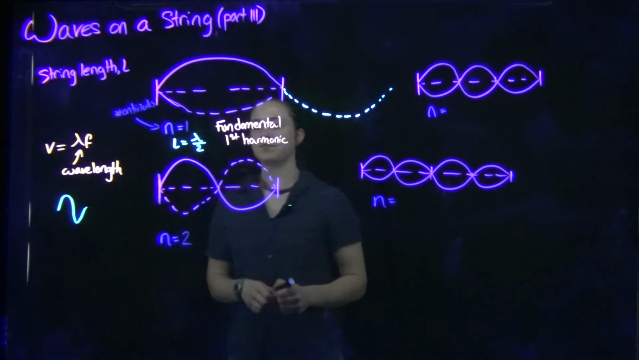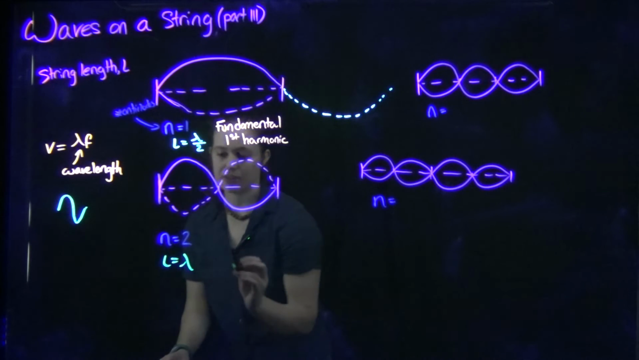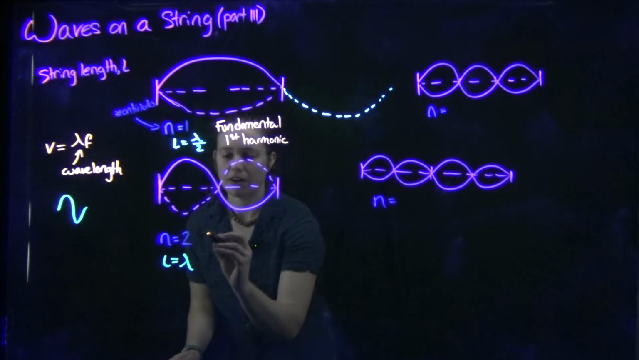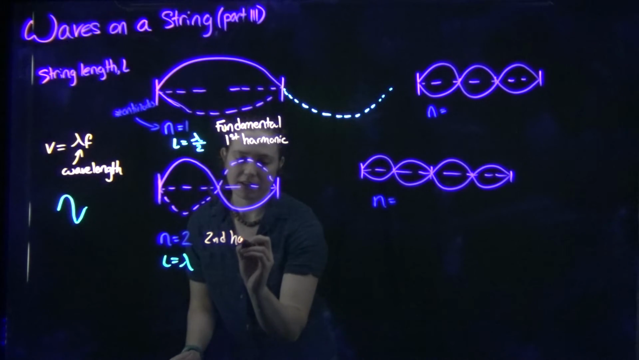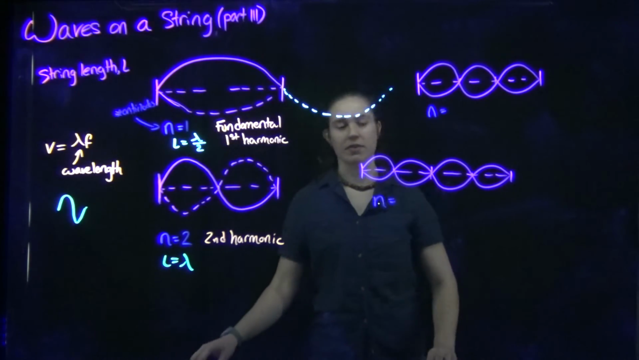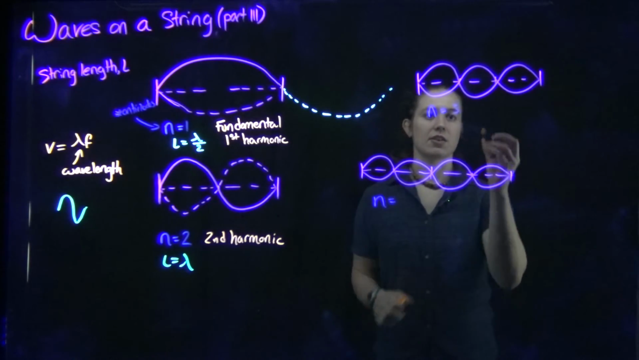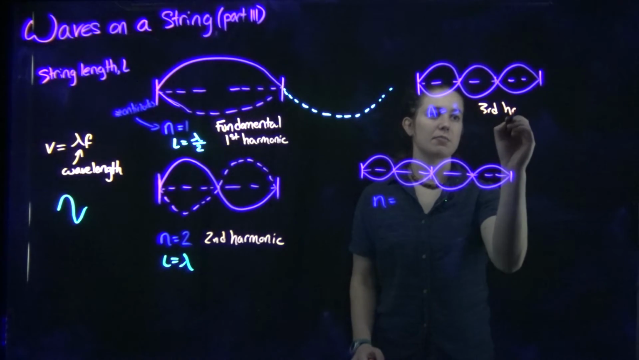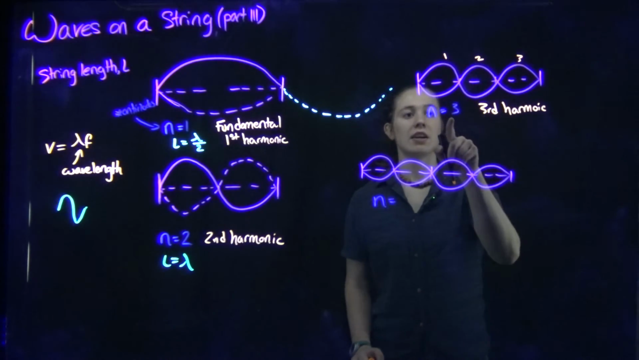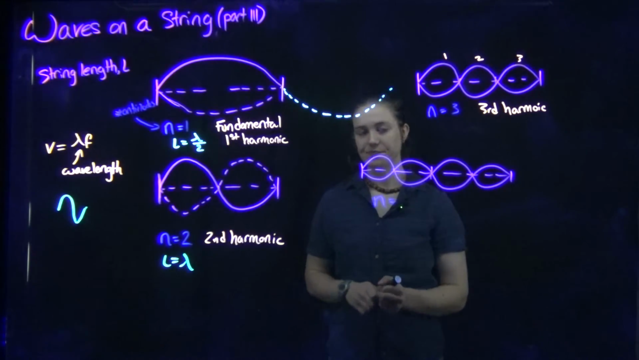So now we move on to 2 antinodes. Here you can see L is equal to lambda, right? That's a full wavelength. This is what we call our second harmonic. And then if we go over here, we have 3 antinodes. This is our third harmonic. That part is pretty simple. We got 1, 2, 3. And if n is 3, then you just take that number, that's your number of harmonics.